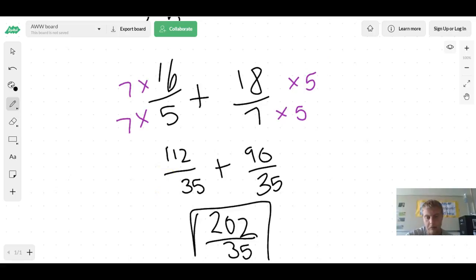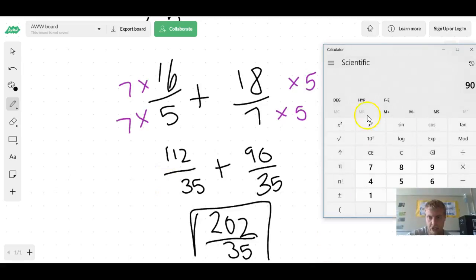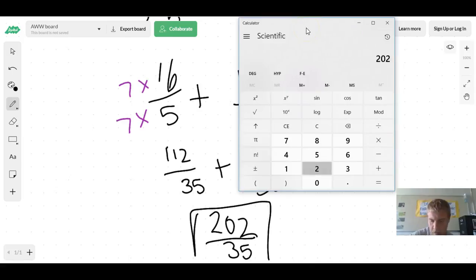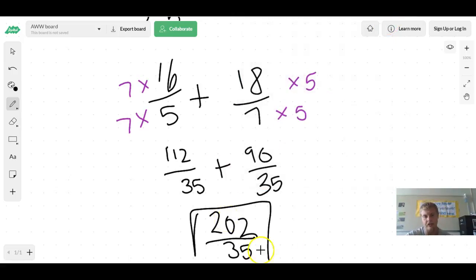So this, I think, would be our final answer. You always want to check to see if you can reduce it. So you could try to divide it that way, which it didn't reduce. And then you think, well, what can divide 35? Well, 7 and 5 could. Well, 5's not going to divide 202, and I don't think 7 will either. Nope. So there's nothing to reduce it. That would be your final answer. Let's try one last one.